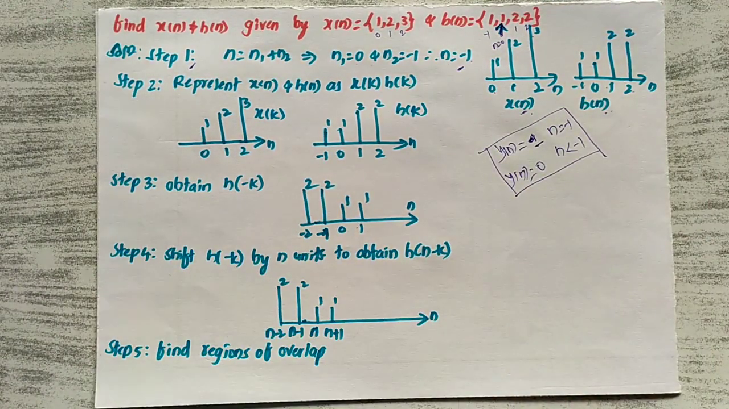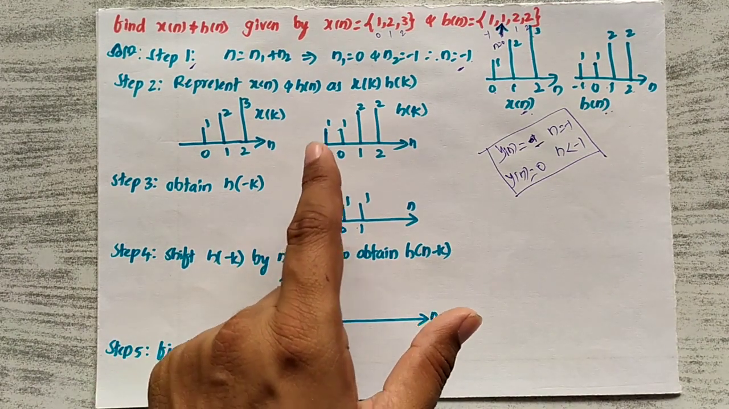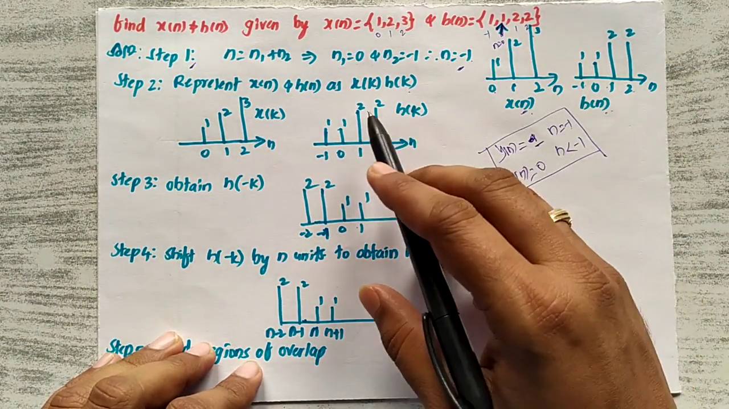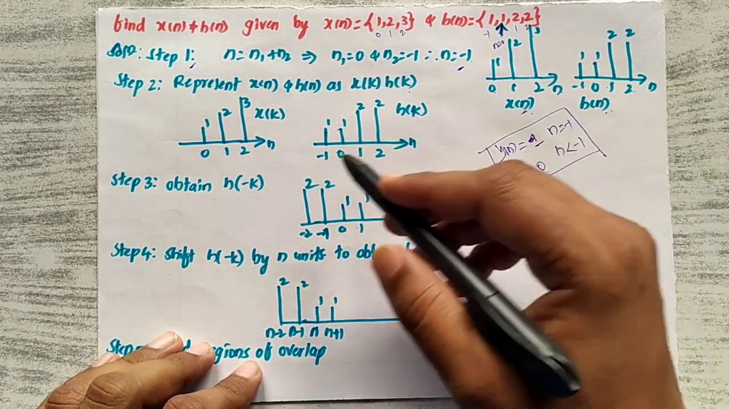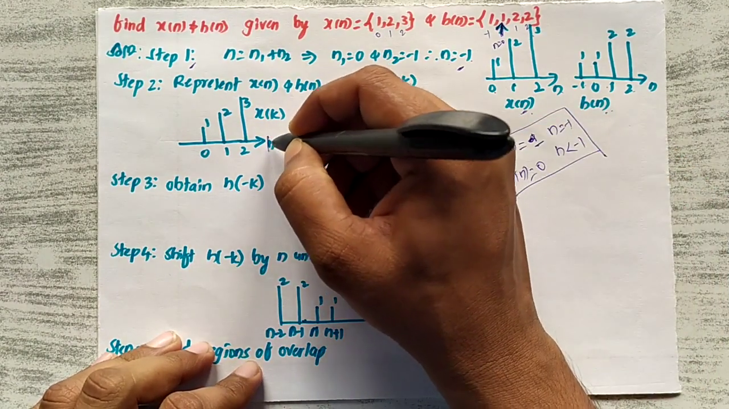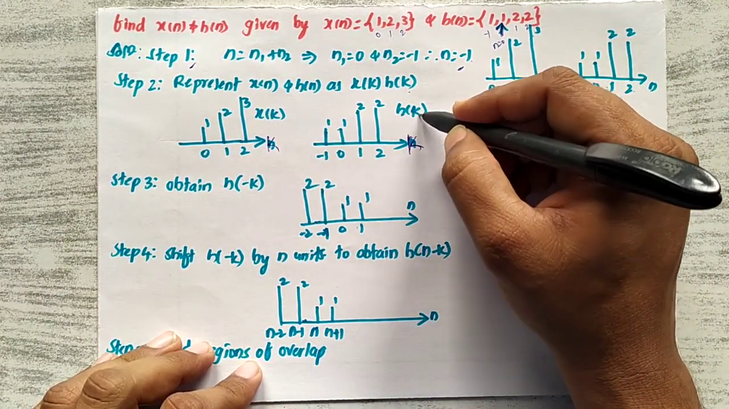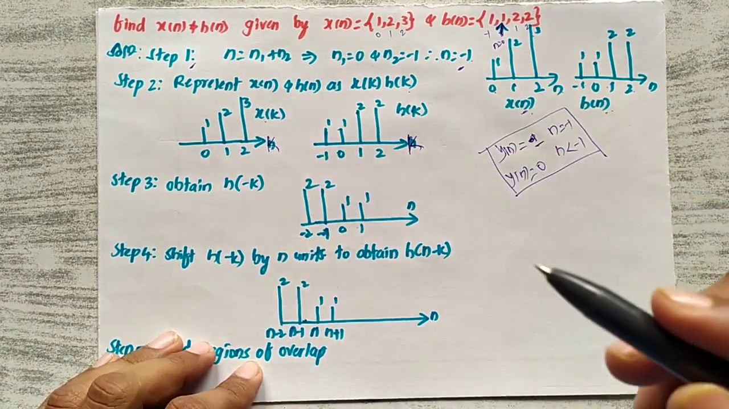Second step: represent x of n and h of n in terms of x of k and h of k. Simply, instead of n, here it will be k terms. So here you can say there is a k term, and this is h of k and this is x of k.